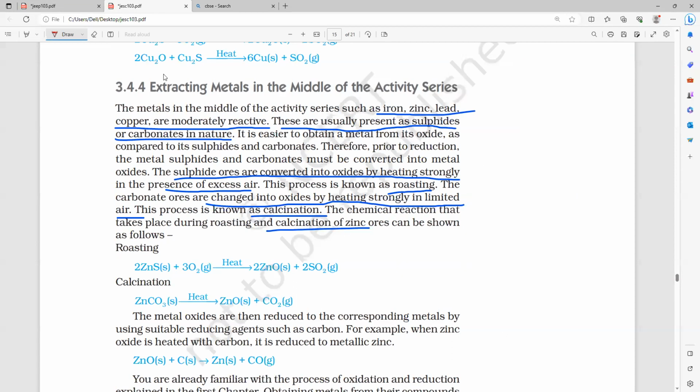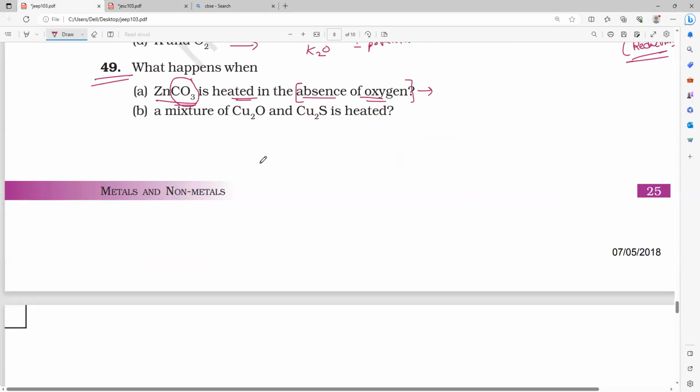In calcination, the carbonate ores are changed into oxide by heating strongly in limited air. So limited air, it's not completely zero. It is limited air they are saying. So this process is called calcination. Zinc carbonate in the absence of air, if you take that, we'll get zinc oxide plus carbon dioxide.